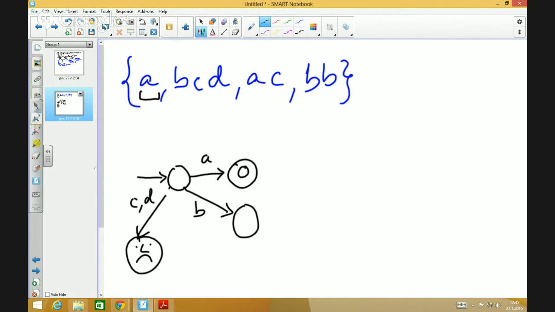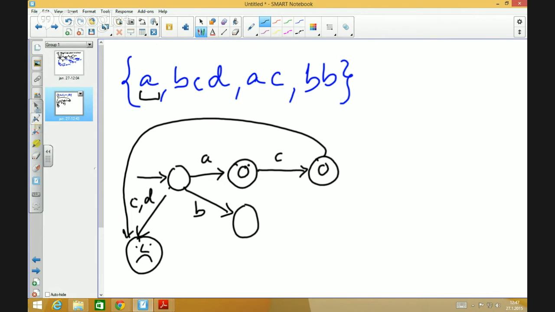Okay? Fantastic. Now, if I am in this state here, what is the only thing I want to see? I want to see a C. And where do I go? To another state, because I want to remember I've seen A followed by C, and now I accept. And from this state, if I see anything at all, where do I go? To the frowny face. Okay, anything. A, B, C, D. Filupokey. Okay, excellent.